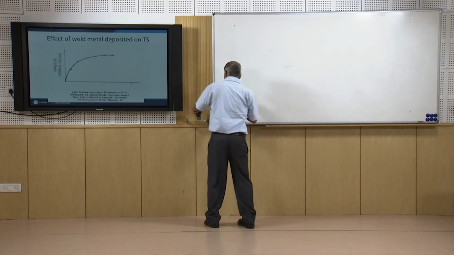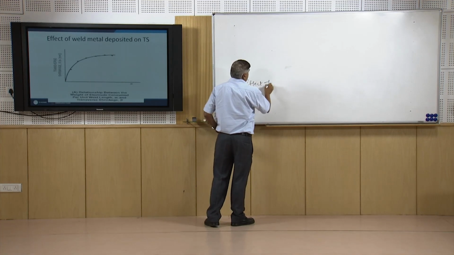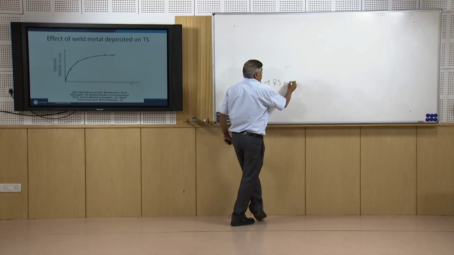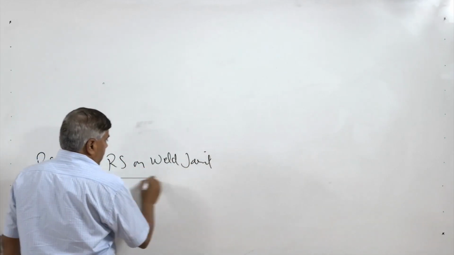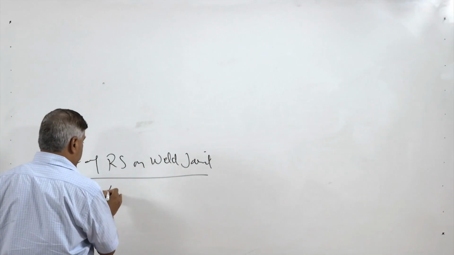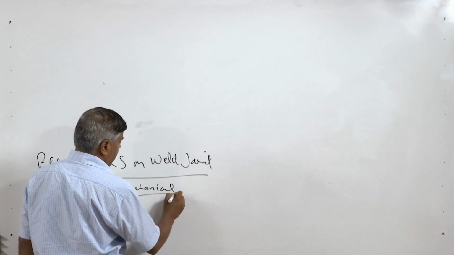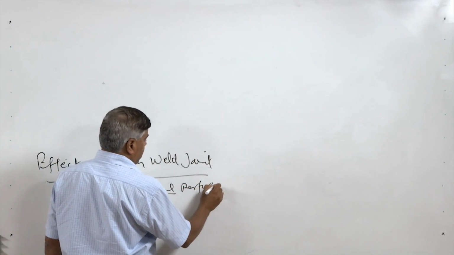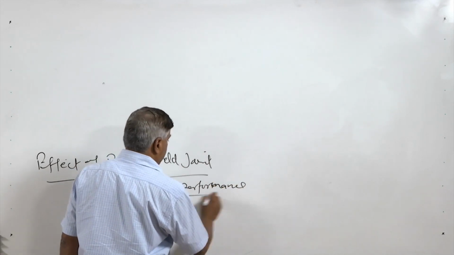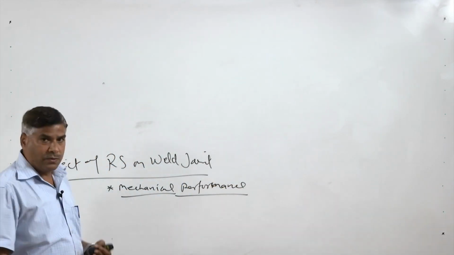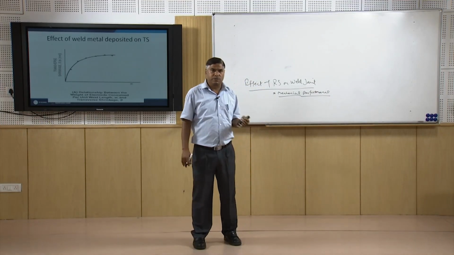So, here is the effect of the residual stresses on the weld joints. You can see the mechanical performance. In general, in the weld joints we have both tensile and compressive residual stresses.